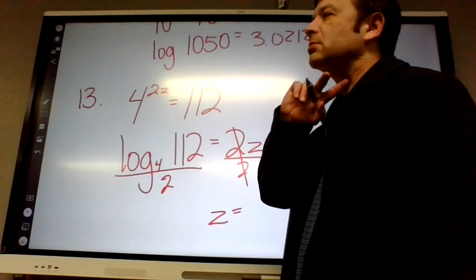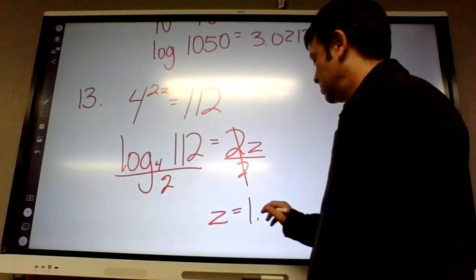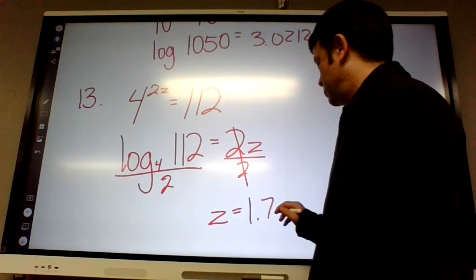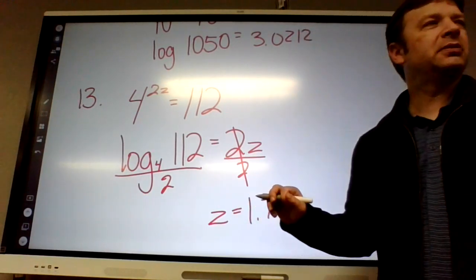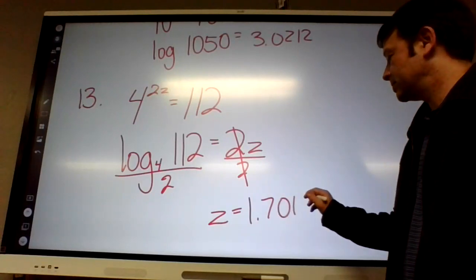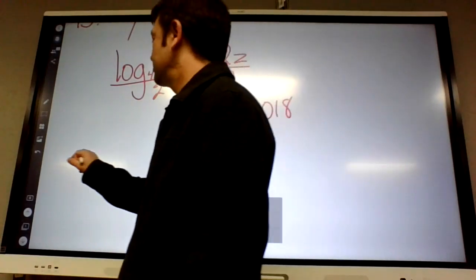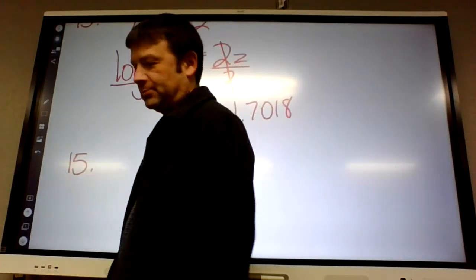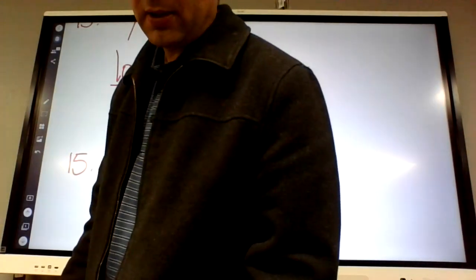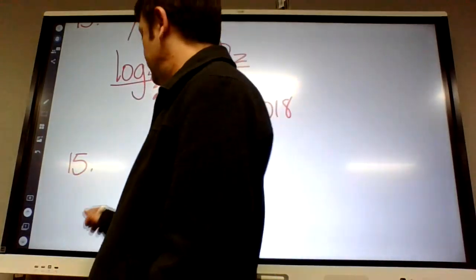You just waiting for what? Zero's the home. 1.71018. 0.18. Log base 4 of x. Now we have to do the other one.